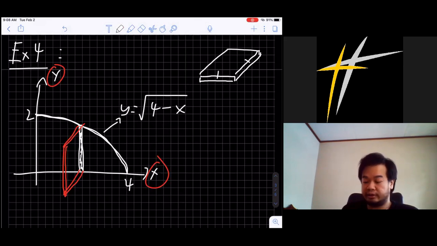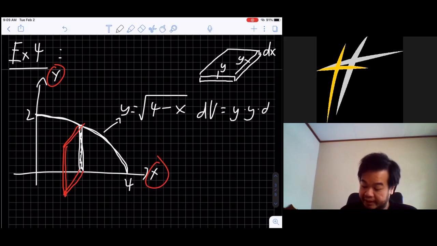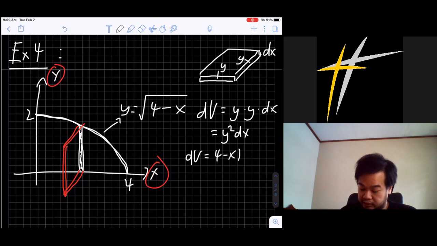So it is actually a rectangular prism with a square base. The side lengths are y and y, and the thickness is dx. In this case, dV is the volume of a rectangular prism: base times height times length. So it's equal to y squared dx. So dV is equal to (square root of 4 minus x) squared dx, which is 4 minus x dx.